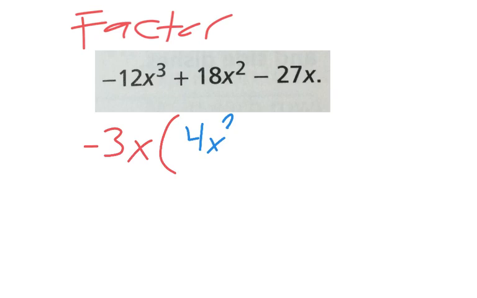Questions there? Next term, if I factor out a -3x from 18x squared, -6x. And if I factor out a -3x from -27x, +9. How is it not x? Because I already took the x out. This only had one x to give. I factored that x out here.